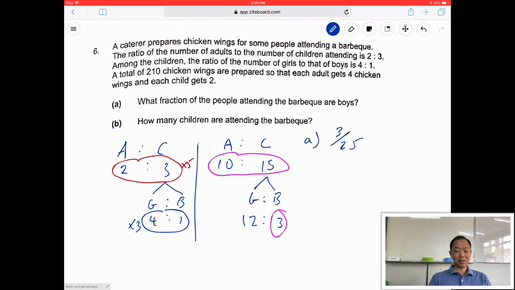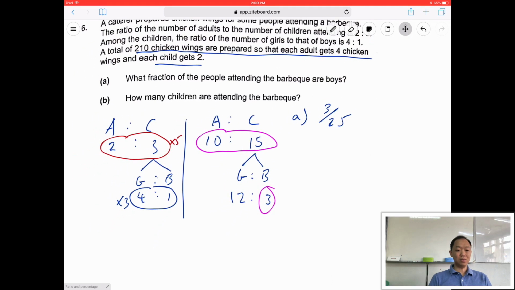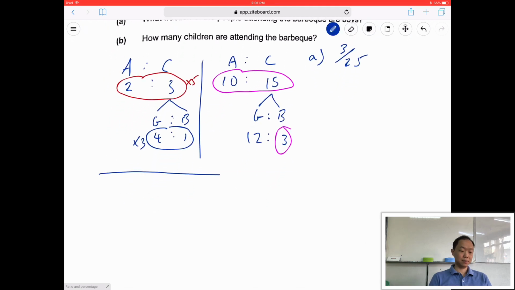Part B, how many children are attending the barbecue? Okay, yeah, we are the next part right now. So total of 210 chicken are prepared. So each adult gets 4 and each child gets 2. Value and units. Okay, so this is value and units. I shall find some more space. Okay, because there's a total of 210, adult gets 4. So let's set up the value and units.